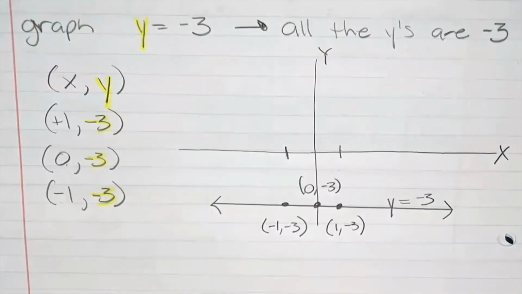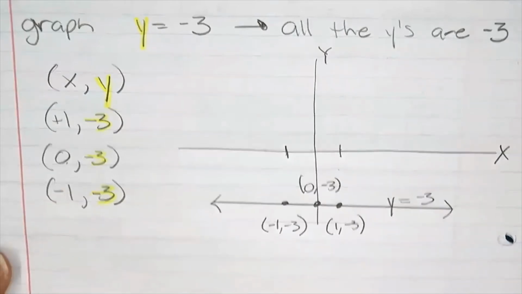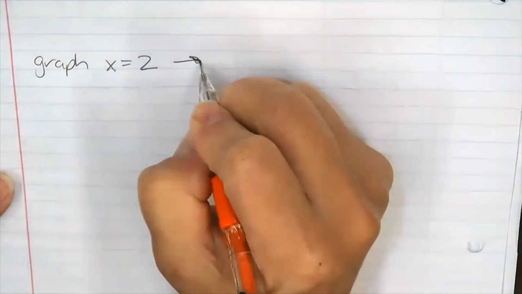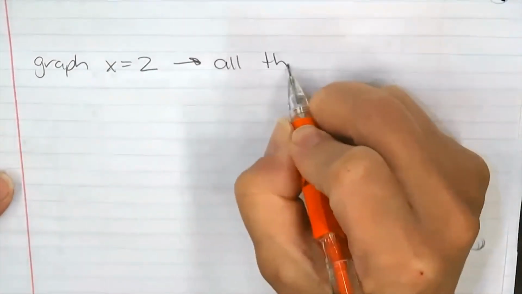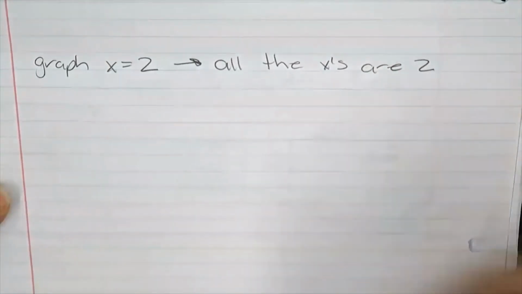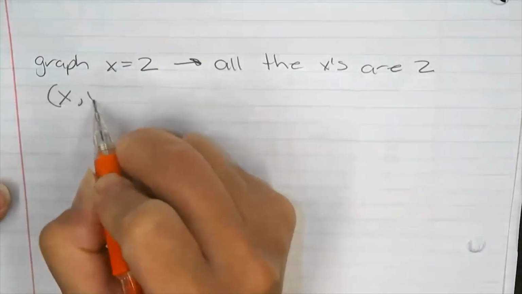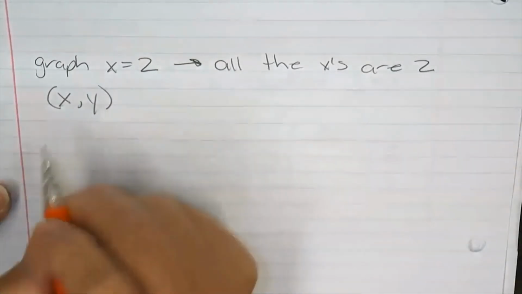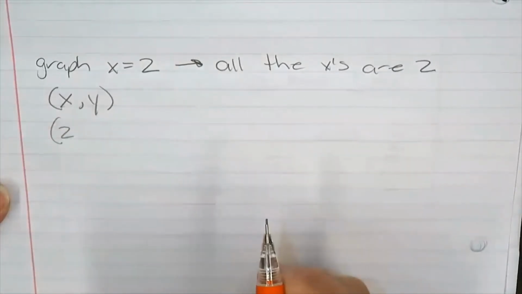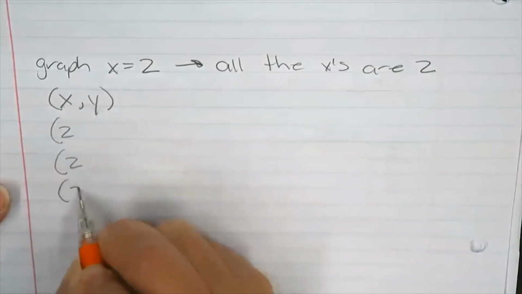So this leads me to my next question. Well, what happens when it says graph x is equal to 2? Okay, well, that means all the x's are 2. So in an ordered pair, x comes first, then y. So that means x is 2. X is 2 and x is 2.